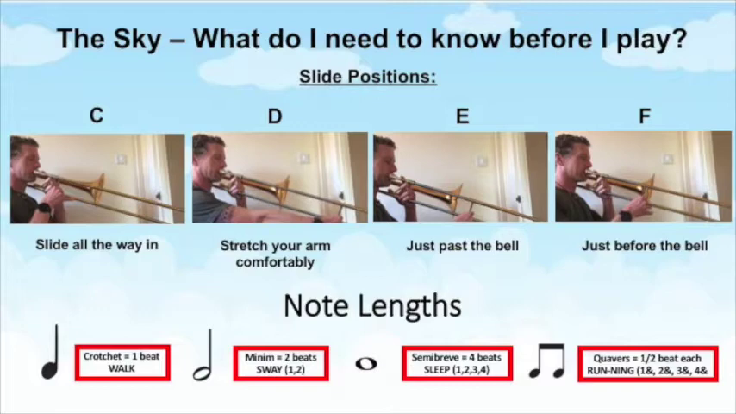The piece is going to use 4 different note lengths. These are note lengths that we've already looked at: a 1-beat note, a 2-beat note, and a 4-beat note, plus some quicker notes called quavers. You might have used the word running or coffee in order to help with the rhythm of quavers.